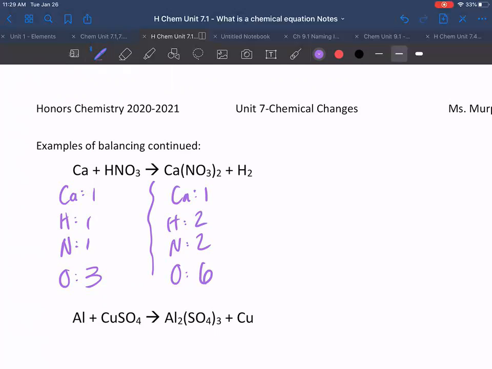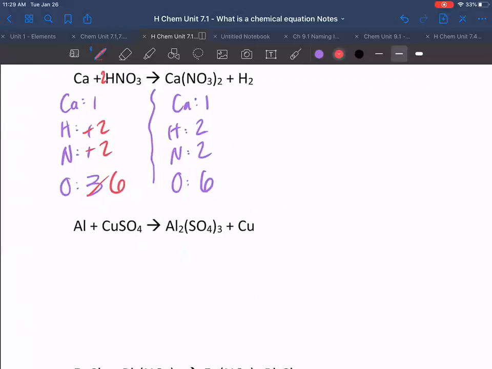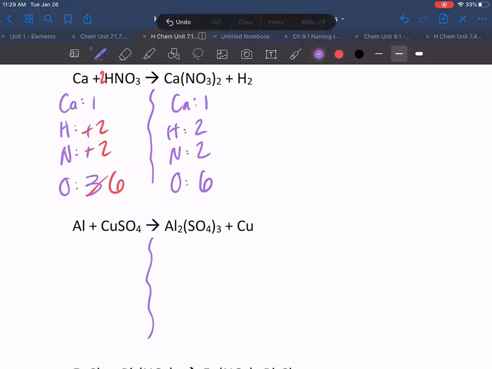So I see I have 3 oxygens on one side and 6 on the other. So I'm going to try to multiply the thing that contains the oxygens by 2. Now we have 2 hydrogens, 2 nitrogens, and 6 oxygens. That's all it took to balance this one. Both sides are now equivalent. Moving on to the next one. We're working with aluminum, copper, sulfur, and oxygen.